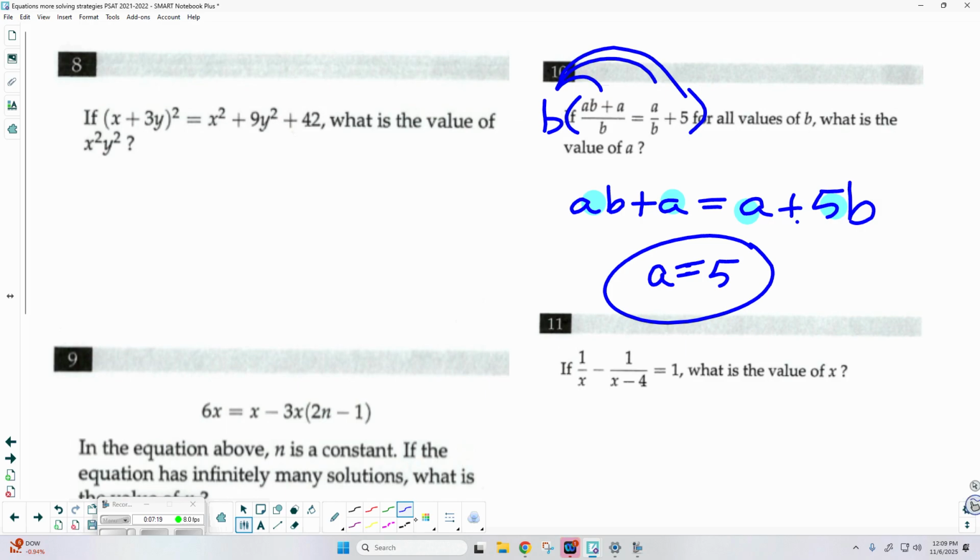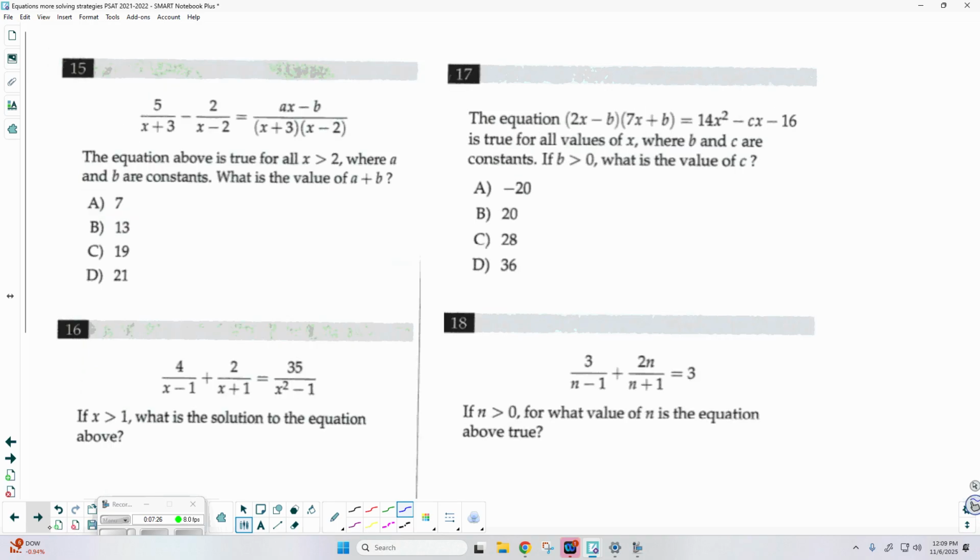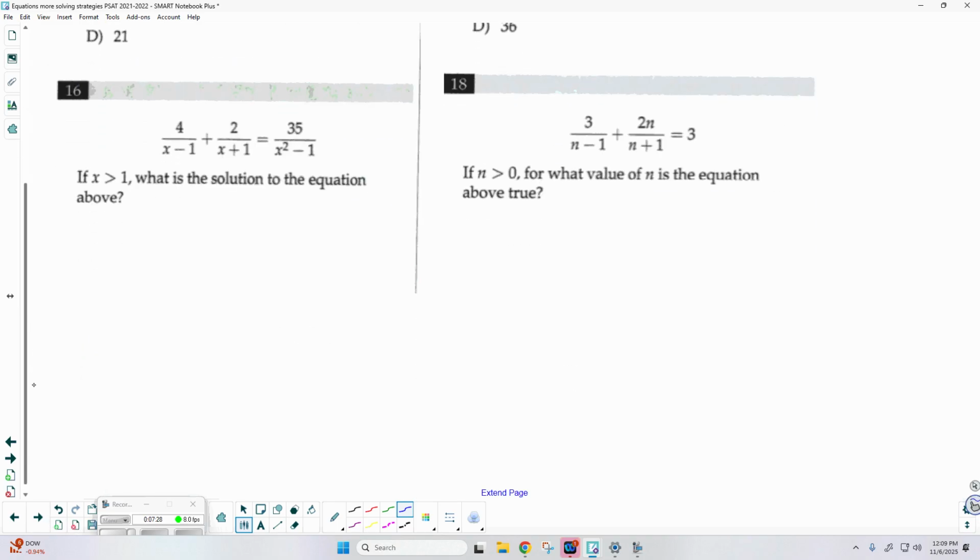16. Okay, here we go. 16. All right. So we've got this rational equation. Now, if x is greater than 1, what is the solution to the equation above? Okay, so we're looking for some value that's going to make this a true statement. Okay, so it looks like we might not be filling up the entire class period today because there's not a ton of questions. So at this point, why don't we get somebody up here to help me out?